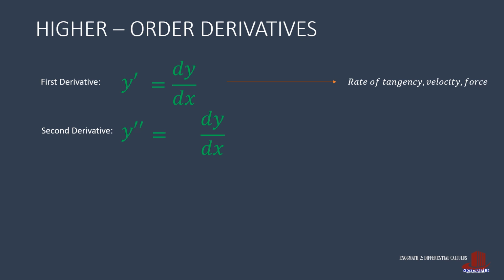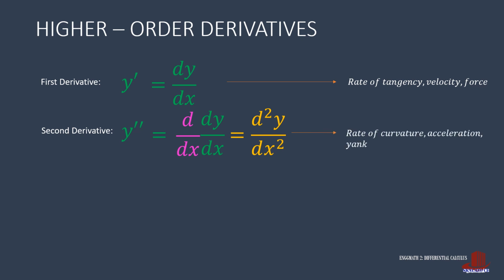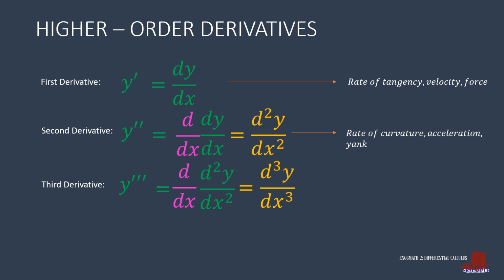So from dy over dx, take a further derivative, which can be written as the second derivative of y with respect to x. This type is also termed as the rate of curvature, acceleration, or yank in physics. Further down the line, a higher order derivative is the third, which can be termed as y triple prime. Taking the second derivative, we take its derivative again, resulting in the third derivative of y with respect to x. This is also called jerk or tug.